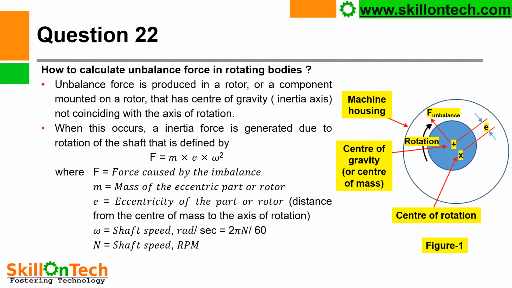Unbalanced force F equal to the force caused by the imbalance. m is the mass of the eccentric part or rotor. e is the eccentricity of the part or rotor, the distance from the center of mass to the axis of rotation. Omega equal to shaft speed in radian per second, equal to 2 pi N upon 60, that is angular speed. N equal to shaft speed in rpm.